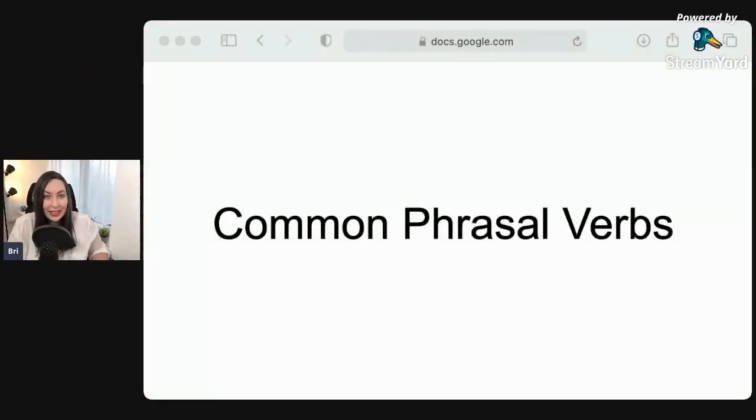Okay. So let's see. I'm going to share my screen, which I totally forgot to do before. Okay, share screen. We have this ready. Okay, so can everyone see this? We have common phrasal verbs. So we're going to go over four of them for you.